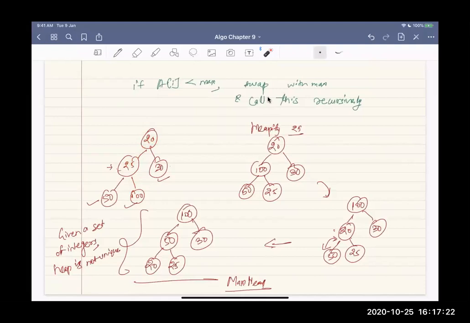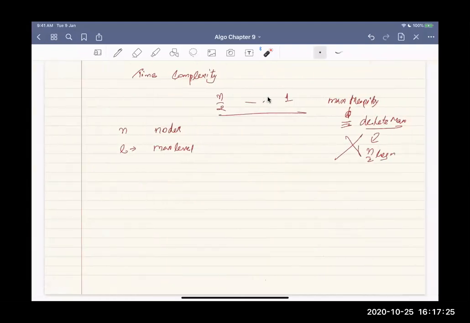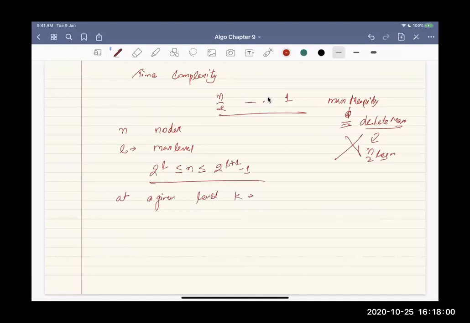Can we give a better bound? Let's say L is the maximum label, and I can say that n is between 2 to the power L, less than or equal to n, less than or equal to 2 to the power L plus 1 minus 1. Because at the last label there will be at least one node, and there are at most 2 to the power L nodes. So that is the relation between the max label and the number of nodes. Now at a given label k, there are at most 2 to the power k nodes, if it is not the final one.